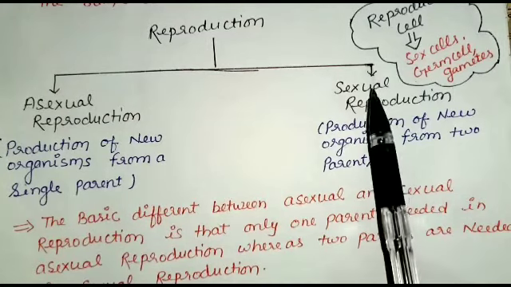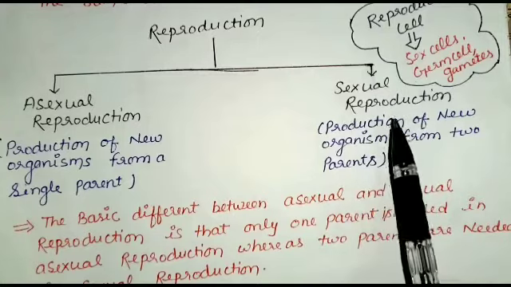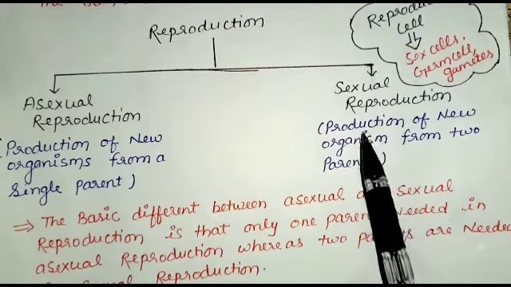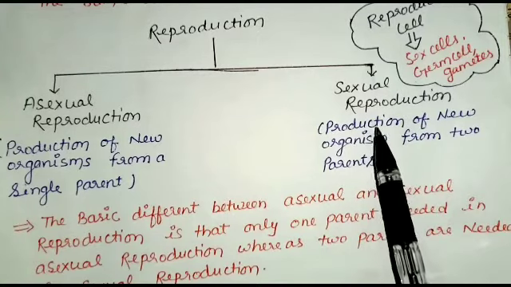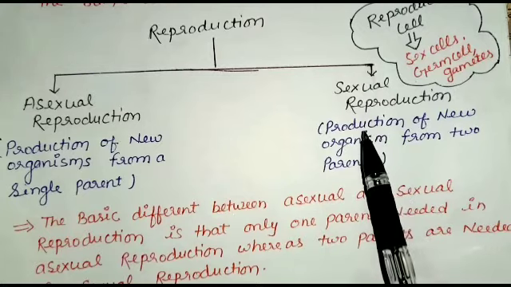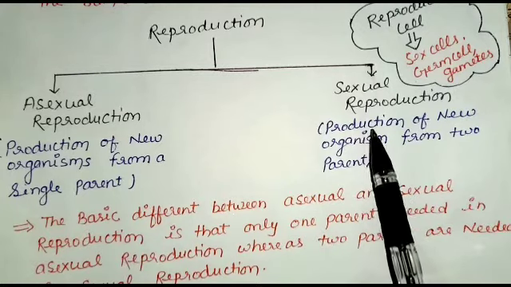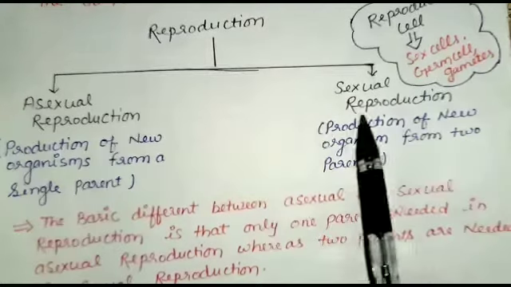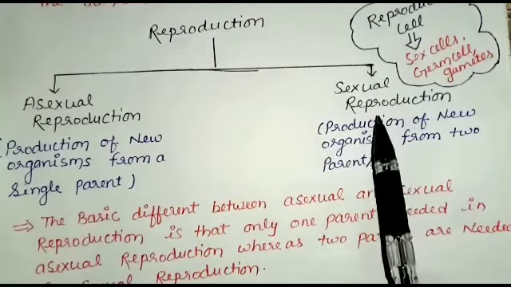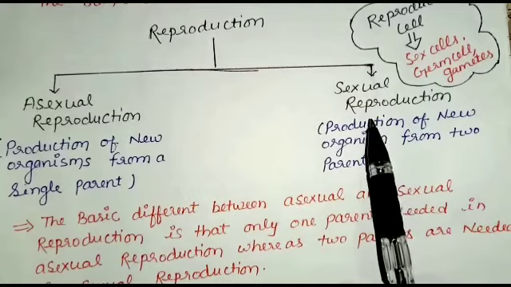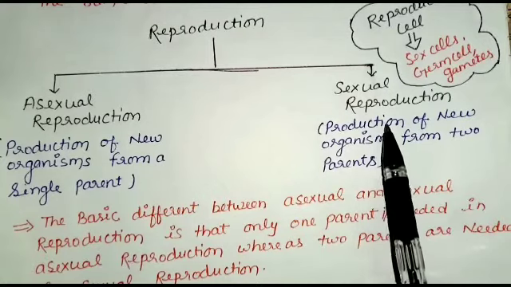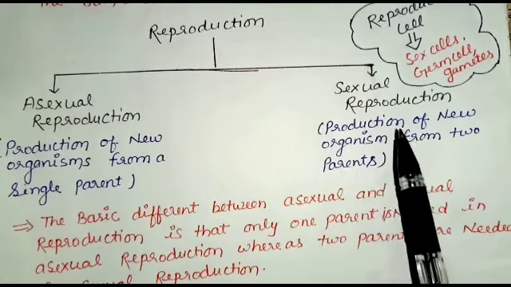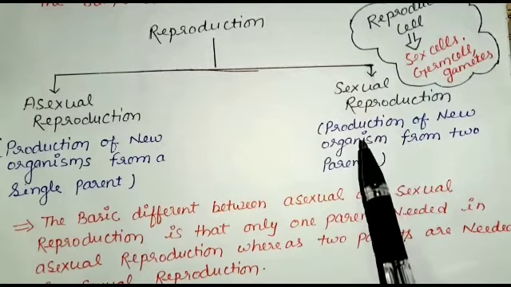Now we discuss sexual reproduction. The production of a new organism from two parents by making use of their sex cells such as gametes is called sexual reproduction. The sex cell of one parent fuses with the sex cell of the other parent to form a new cell called zygote. This zygote then grows and develops to form a new organism.